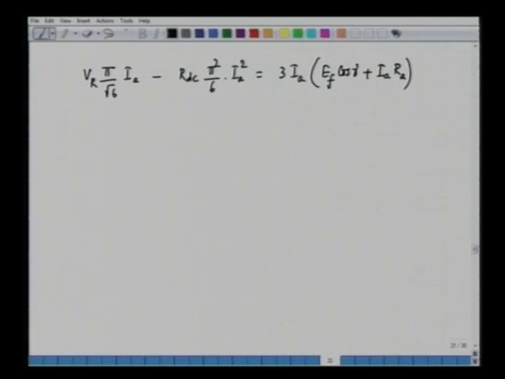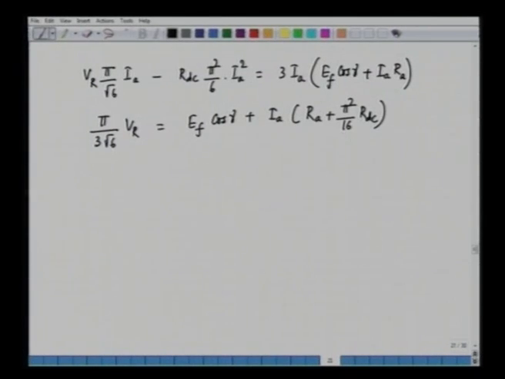This is what we have here, and we can divide the left hand side and the right hand side by 3 and drop these current terms, and there will be cancellation. We have IA on the left hand side and the right hand side, so IA will be cancelled. What we have finally is the following: pi by 3 into root 6 into VR, that is equal to EF into cos gamma plus IA into RA plus pi square by 18 into RDC.